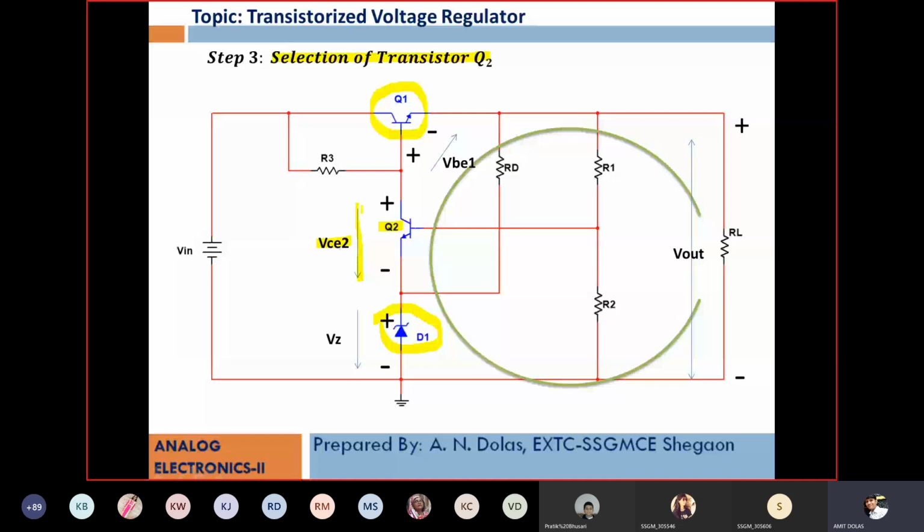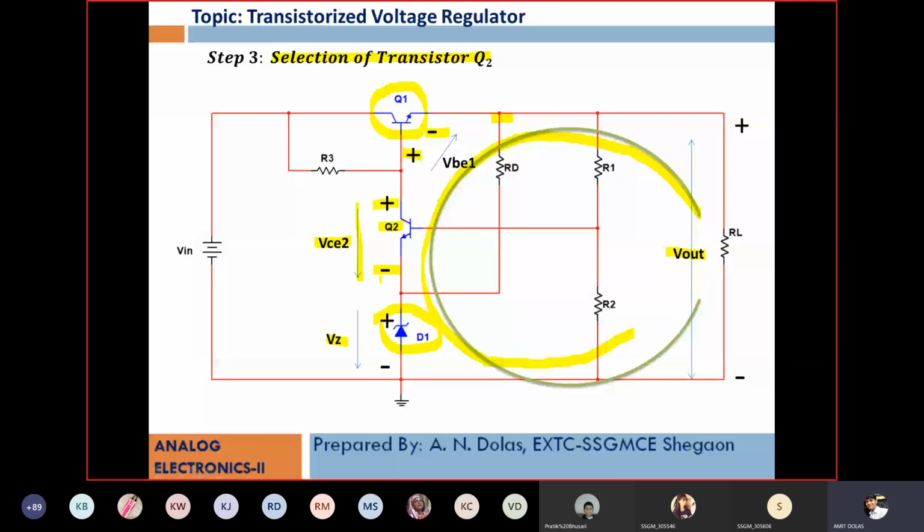So let's go ahead. For that, KVL is applied in this way. I have marked a circle here. In this loop, the output is considered. Output is connected here. Then there will be a drop VBE across the base emitter of transistor Q1. There will be a drop across the Zener, that is VZ, which is known. VB1 is also known, and VC2 will be the drop across transistor Q2.